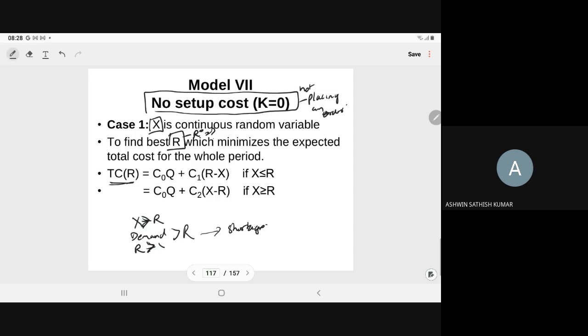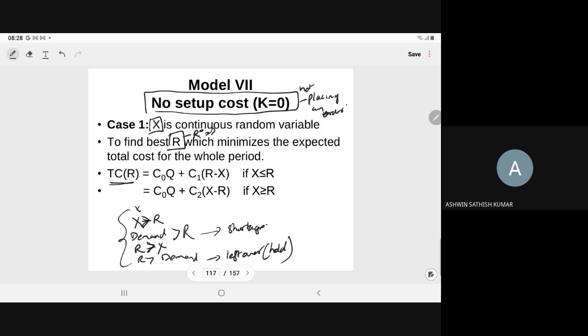When R is greater than X, that is, when the desired inventory level is greater than the demand, then you are able to fulfill the demand, and we have leftover. Leftover means we have to hold. So both situations we cannot have at once.